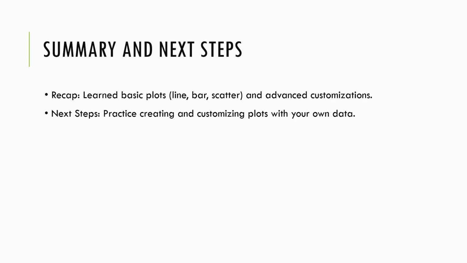To summarize, today we covered the basics of data visualization with Matplotlib. We learned how to create line, bar, and scatter plots and how to customize them with titles, labels, grids, and colors. We also explored advanced customizations like histograms, pie charts, and subplots. As your next step, try creating your own plots and experiment with different datasets.